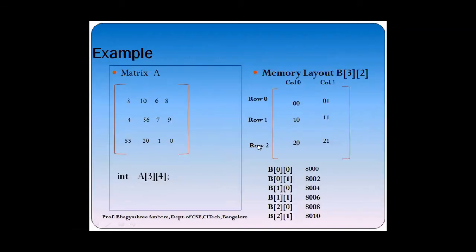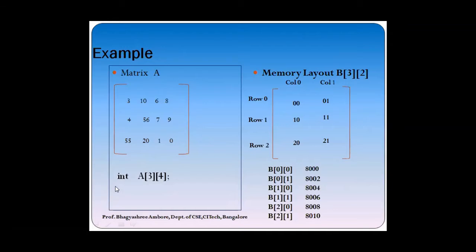We'll see one example. I have here a matrix A. You all have studied matrices, so I have considered one matrix. The name of the matrix is A. Now see what type of data I have stored here. Integer values. How many rows are there? 1, 2, 3 rows. How many columns are there? 1, 2, 3, 4. 4 columns.